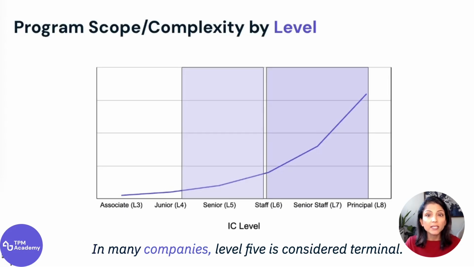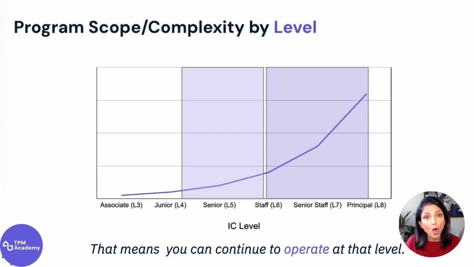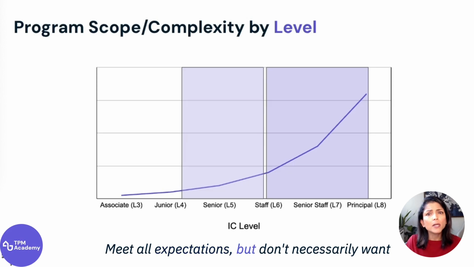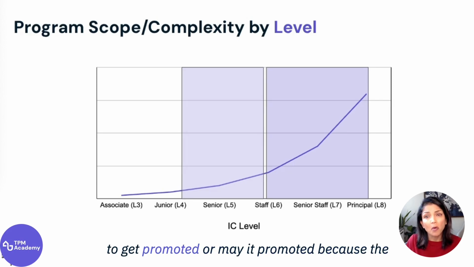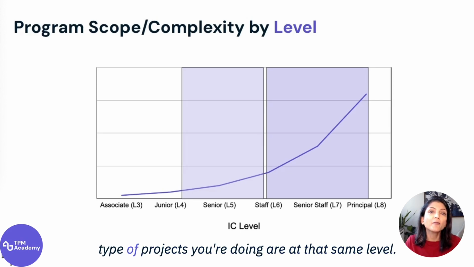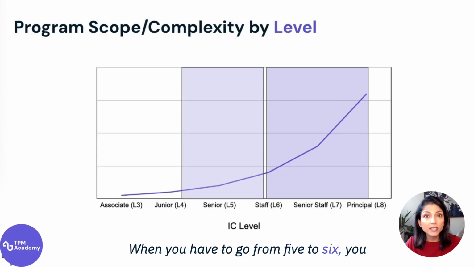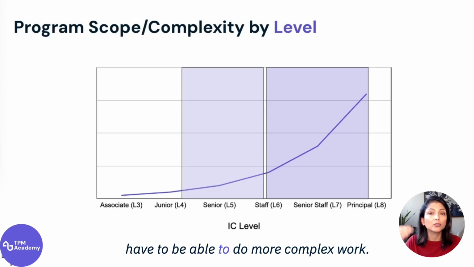In many companies, level 5 is considered terminal. That means you can continue to operate at that level, meet all expectations, but don't necessarily want to get promoted, or may get promoted because the type of projects you're doing are at that same level. When you have to go from 5 to 6, you have to be able to do more complex work.